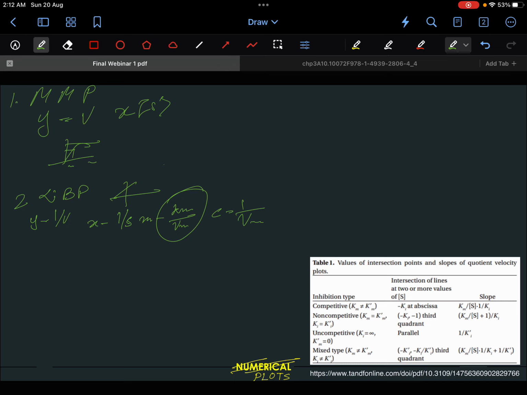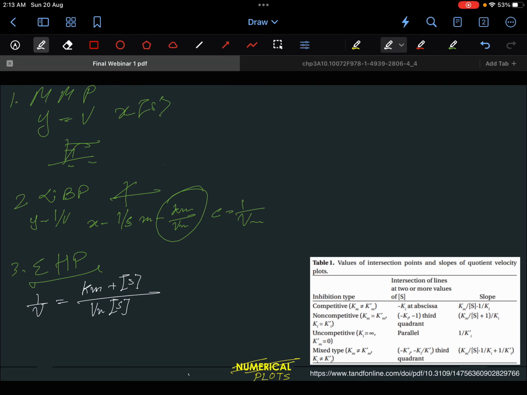1 by Vmax. Okay. And for 3, that is the Eadie-Hofstee plot. Eadie-Hofstee plot. Just see these things because it is very relevant, important from the exam standpoint of view. I will just shortly write the Eadie-Hofstee plot. 1 by V equal to Km into S, no, Km plus S by Vmax into S, right? What is this equation? This is nothing but the reciprocal of the Michaelis-Menten equation.